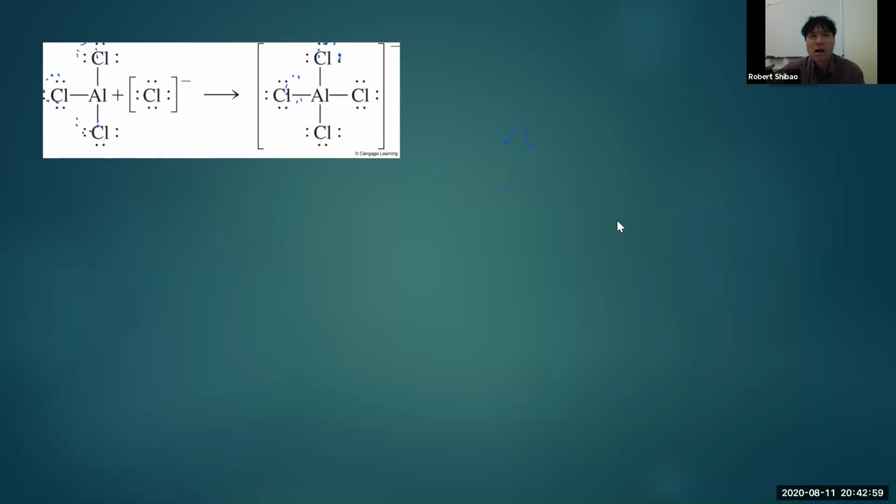Another example of a Lewis acid-base reaction. This is aluminum chloride reacting with another chloride. This actually has a name. This is called tetrachloroaluminate ion. It's tetrahedral in shape.